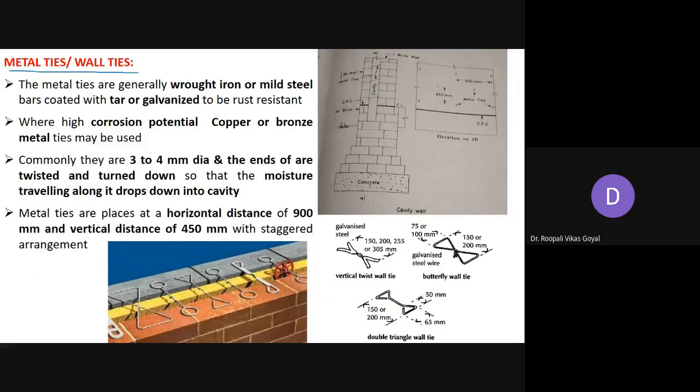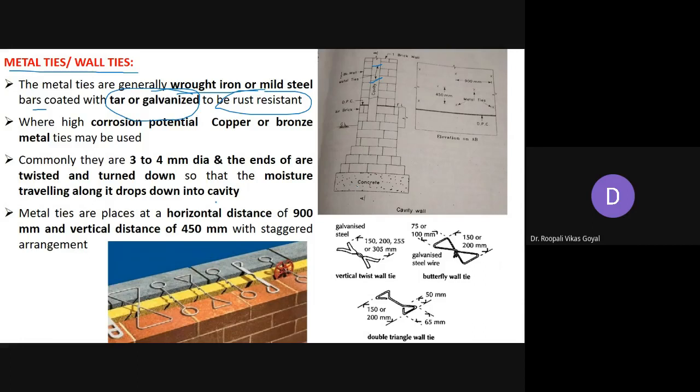As we have discussed, these metal ties are the connecting member between the outer and inner wall. Basically these metal ties are generally wrought iron or mild steel bars. So they are mild steel or wrought iron bars that are coated with tar and galvanized to be rust resistant. So they should be rust free, not get corroded. So that's why they are coated with tar or they are galvanized.